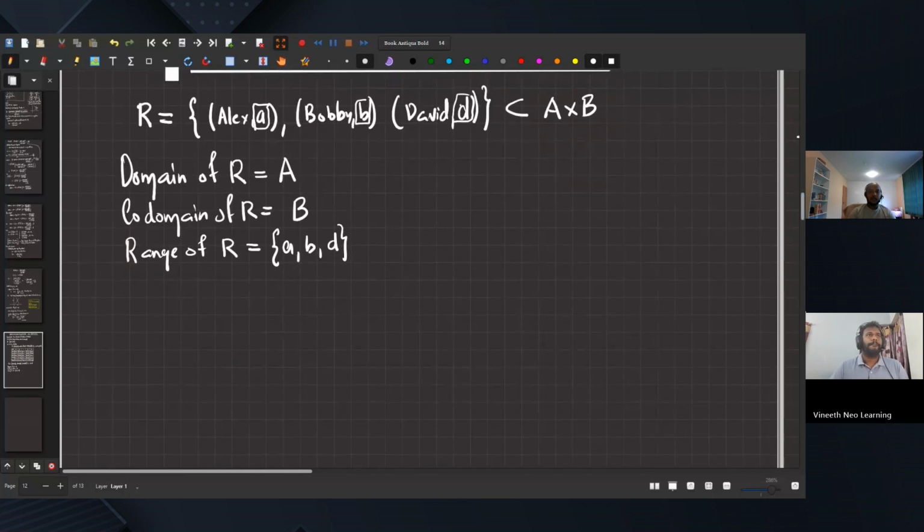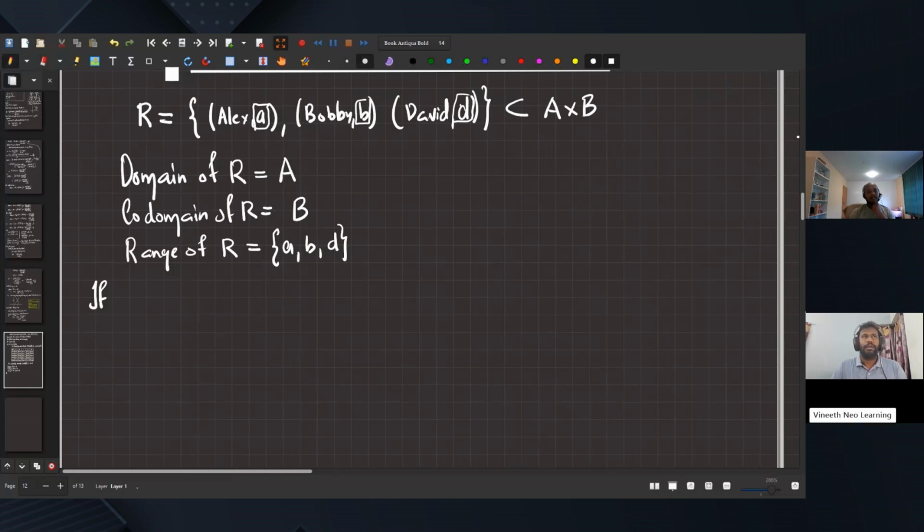Okay, Joe. So the domain is a set of names: Alex, Joe, and so on. The codomain is the set of letters. So the range is those elements in B which take part in the relation, which are related to the elements of A. If all of the elements in the domain have an image, the range and codomain will be the same.